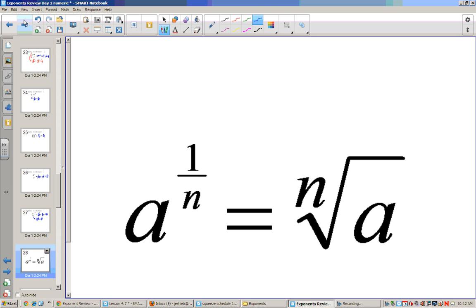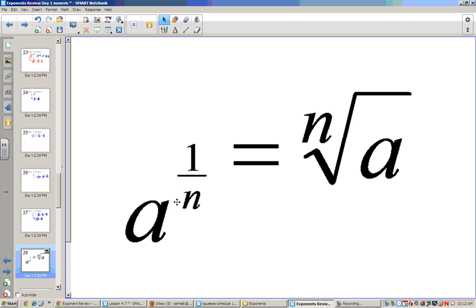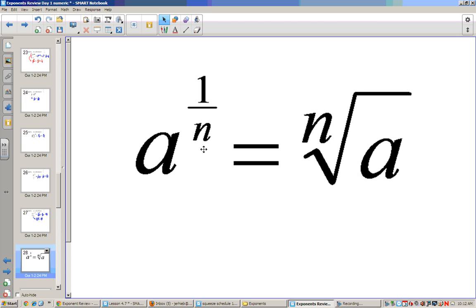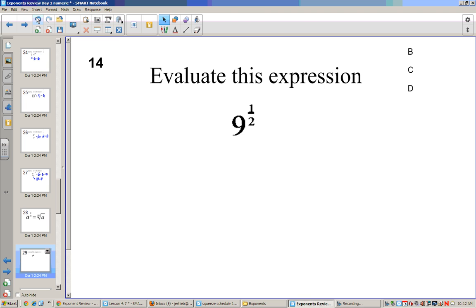All right, now it gets a little confusing when we have fractional exponents. So 1 over n, because that means the square root of n, or the nth root of a. So if it's a 2, it is a square root. So this means it's the square root of 9. If there's a 2, we really don't put a 2 there. We could, but we don't need to. What two numbers multiply to get to 9? That would be 3.